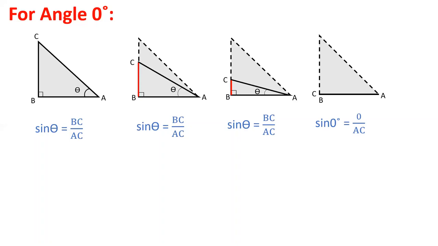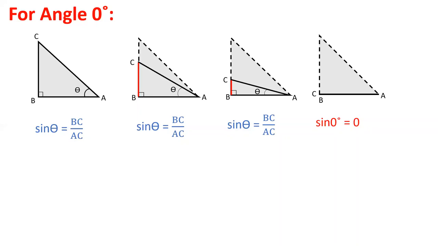So the length of BC is not measurable. It is negligible. So what we are saying? BC became 0, AC as it is. So 0 by anything will become 0 only. So finally we get sine 0 degree is equal to 0. Correct? Now remember this one. Sine 0 degree is equal to 0.